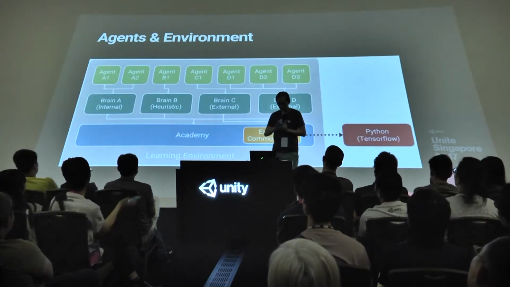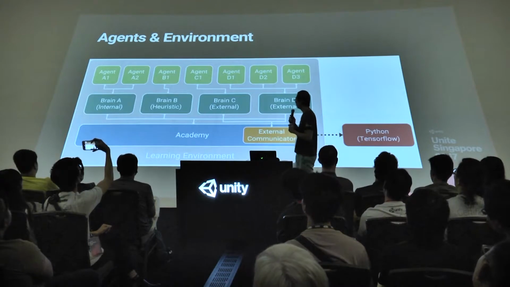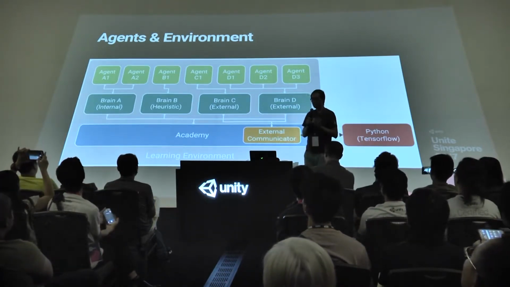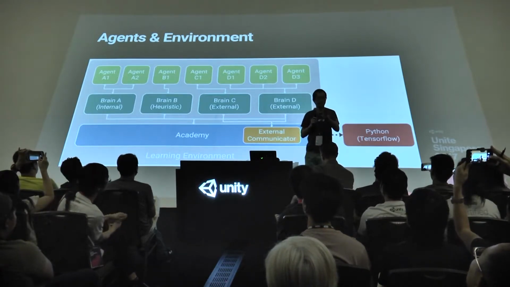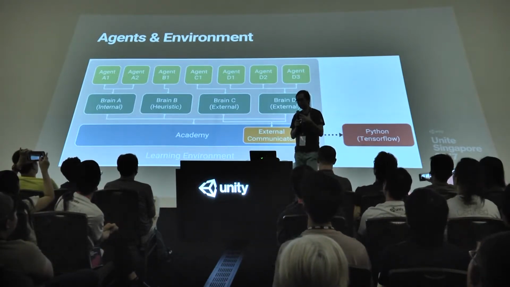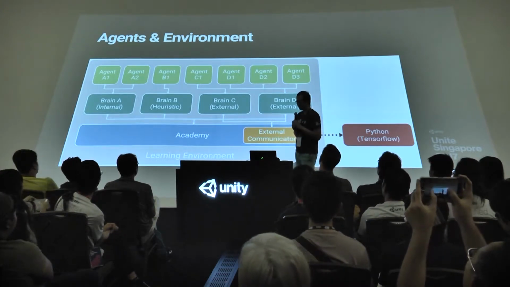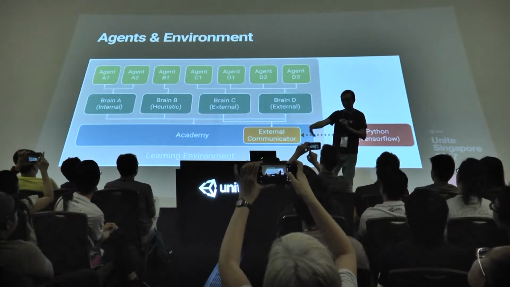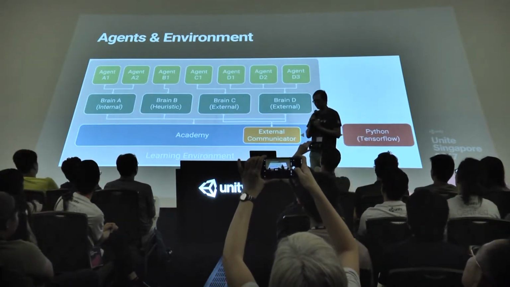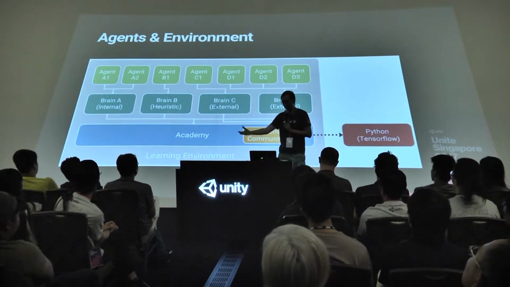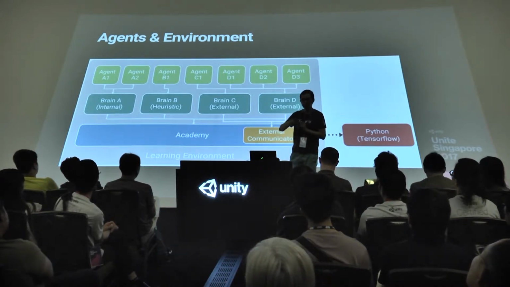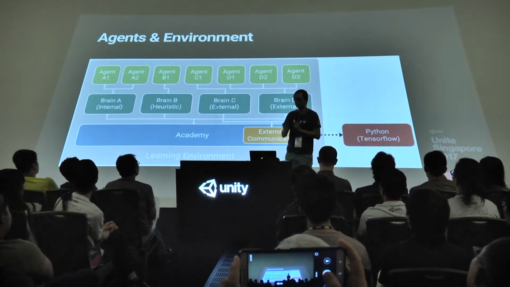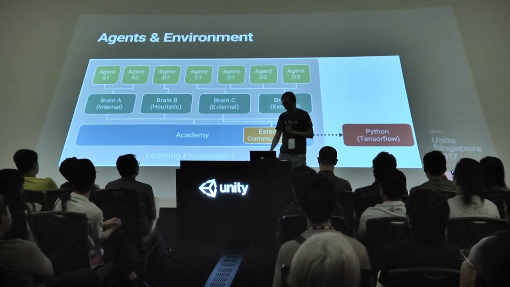So here you see the basic model of Unity's machine learning agent. So every agent will have a brain attached. And then the brain will be a child of an academy. And then there is an external communicator that talks to an external library that does the machine learning process. And of course, that library will feed back to the academy, which will then let the brain decide what next action to take, and the agent will then act accordingly.